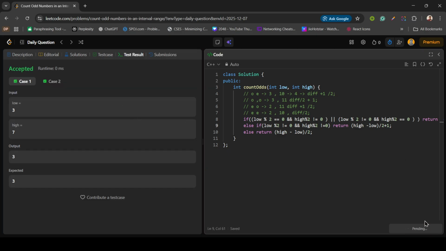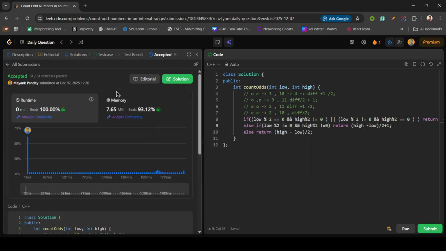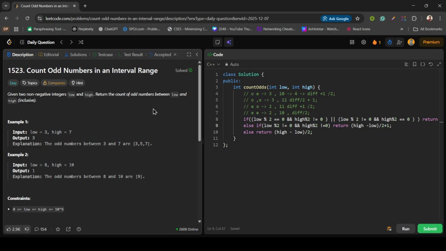So see, this was the question, and this was the solution of this question. I hope you guys understood how to solve this question.